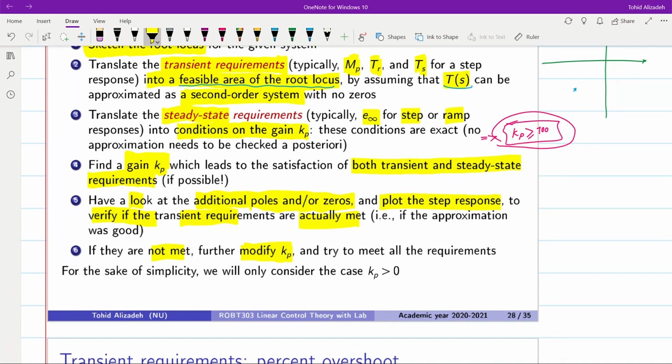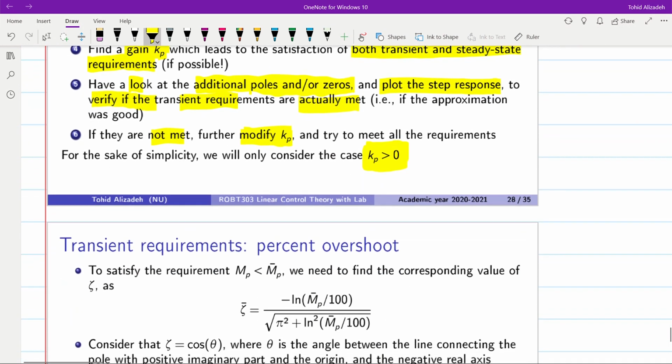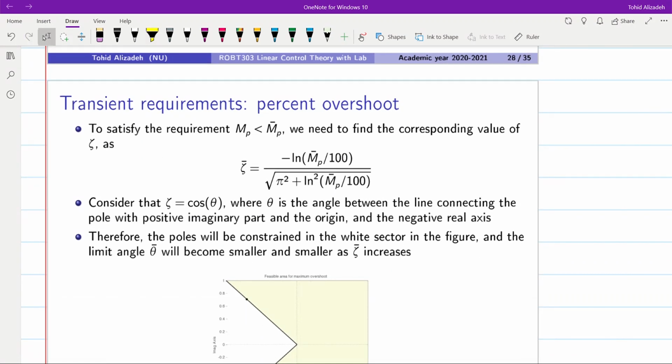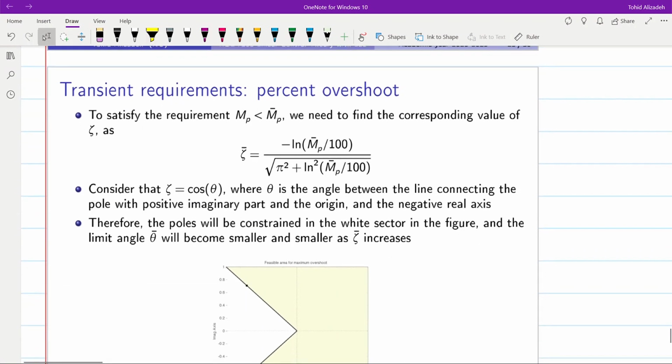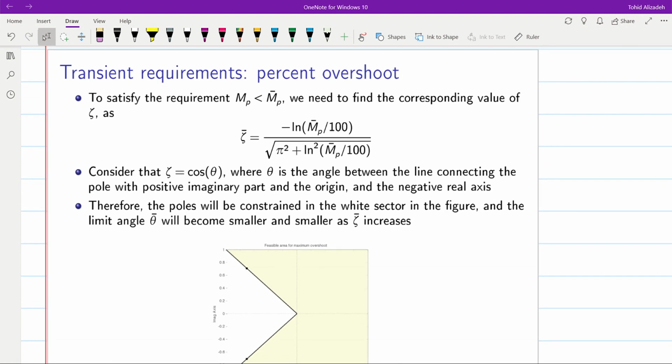For now, we will assume that KP is bigger than 0. In general, it could be any value, even negative values could be considered, but for the sake of simplicity, we will assume that KP is bigger than 0. Now let's have a look at how we can translate the transient requirements into regions in the S-plane.